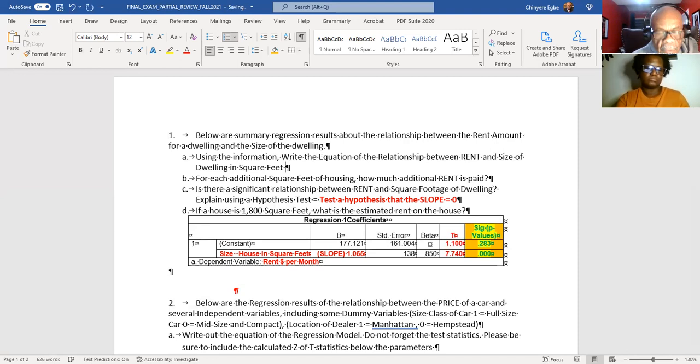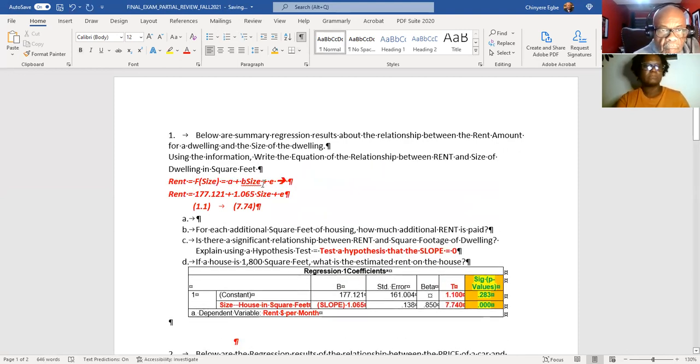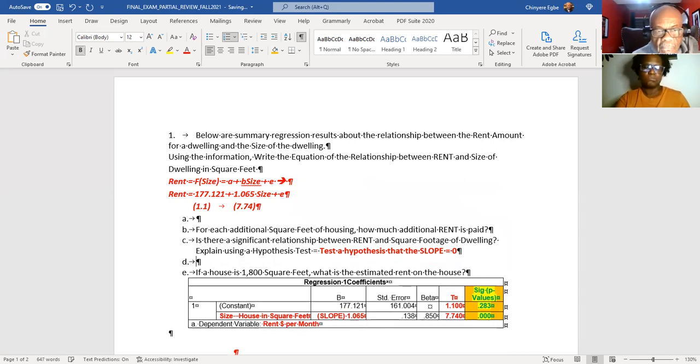and this is the equation here. All right. This is the equation. This is the answer to that. And here you're supposed to test for the slope. And how do you test for the slope? Of course, that means you have to state the null hypothesis.